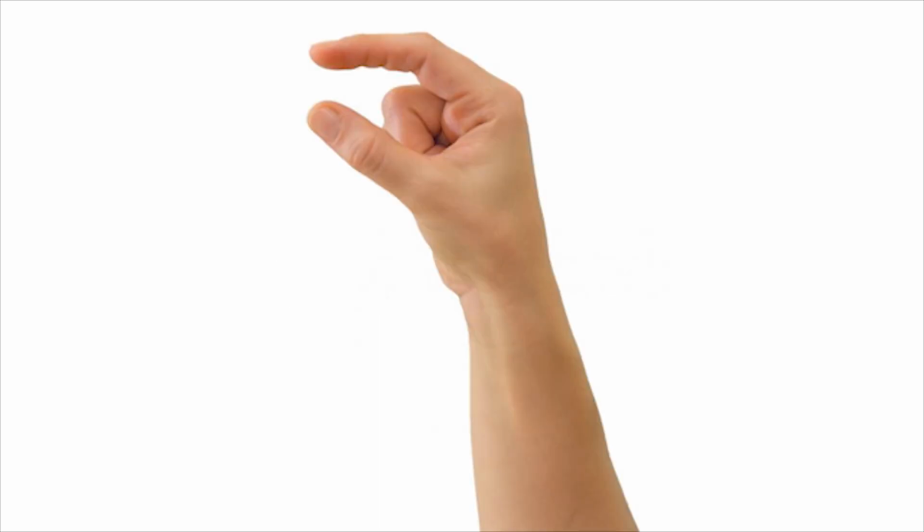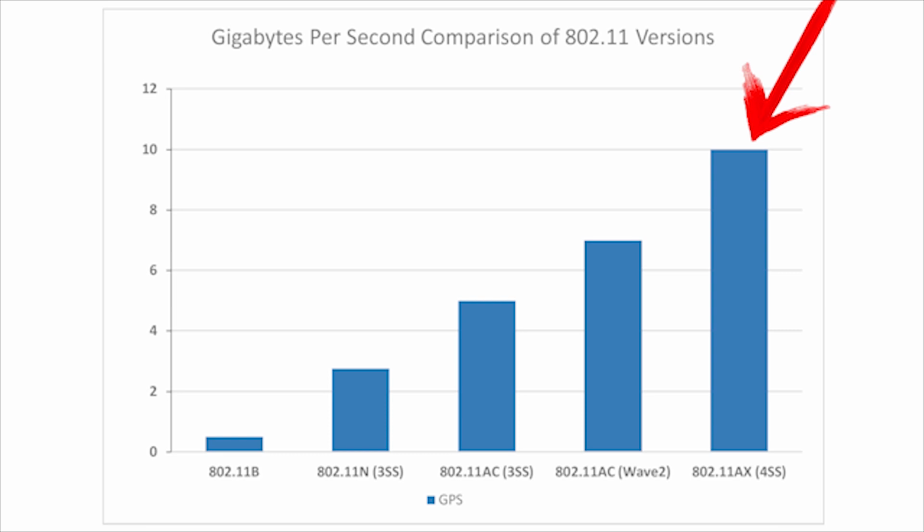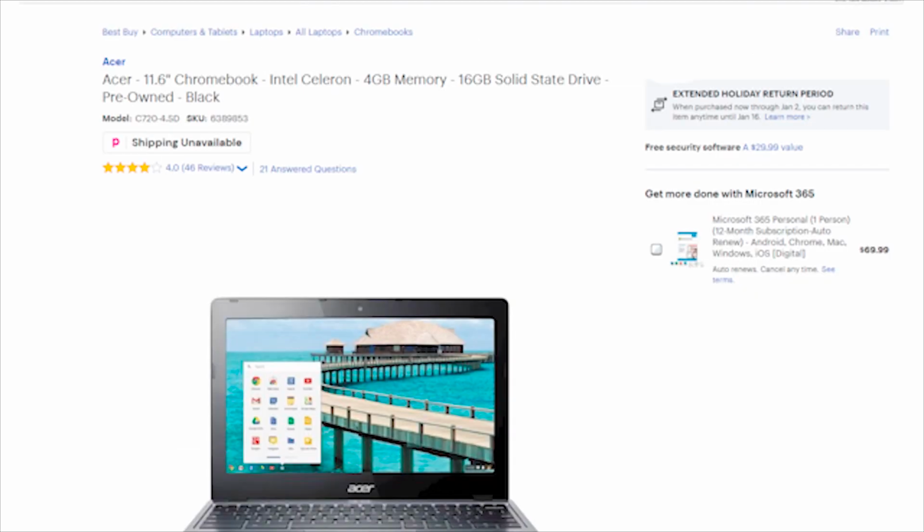802.11b gives out this much. 802.11ax gives this much. Big difference. You went from 11 megabytes per second to 10 gigabytes per second. Some cheaper refurbished laptops will have the older Wi-Fi adapters as opposed to the better ones.